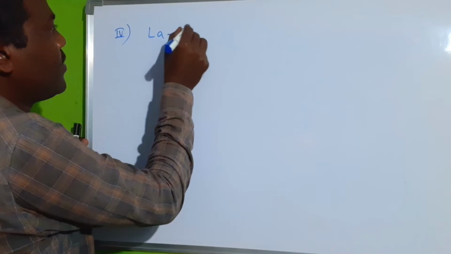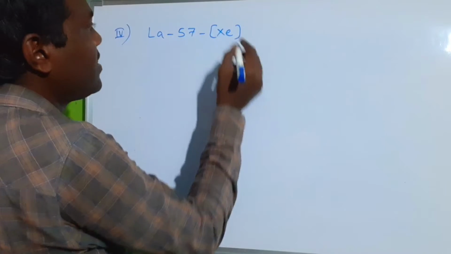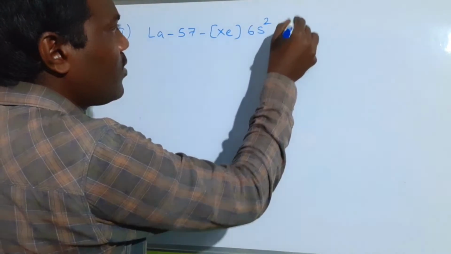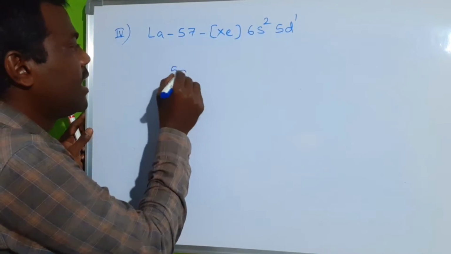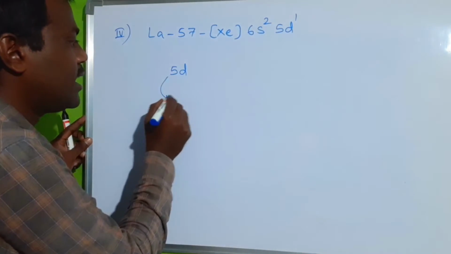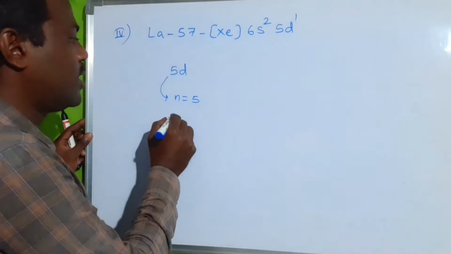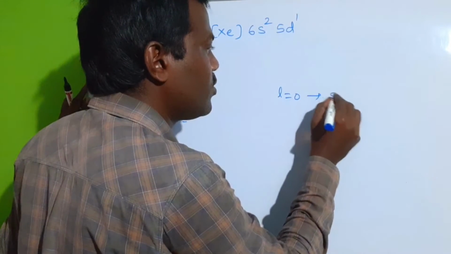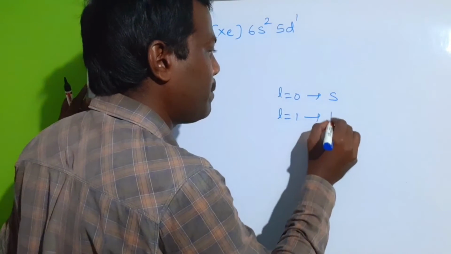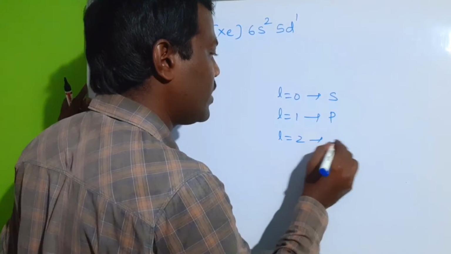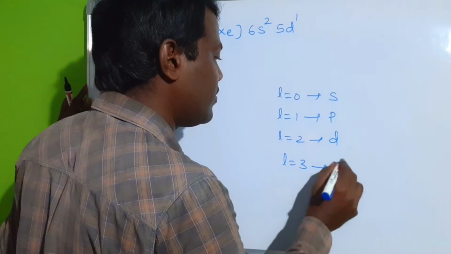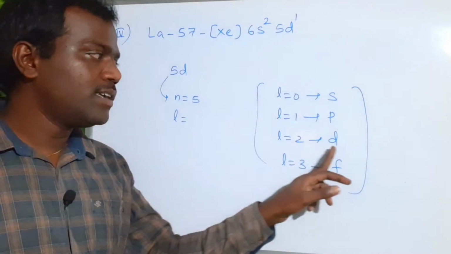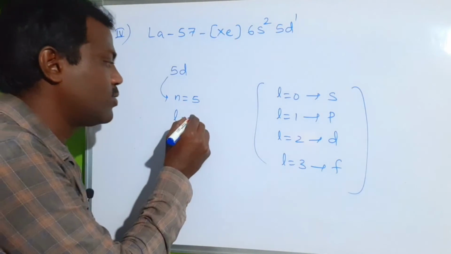Lanthanum atomic number is 57 and its electronic configuration is xenon 6s2 5d1. For the 5d orbital, what is the n value? Here n is equal to 5. What about the l value? l is 0 for s orbital, 1 for p orbital, 2 for d orbital, and 3 for f orbital. Here it is 5d, so d means l is equal to 2.